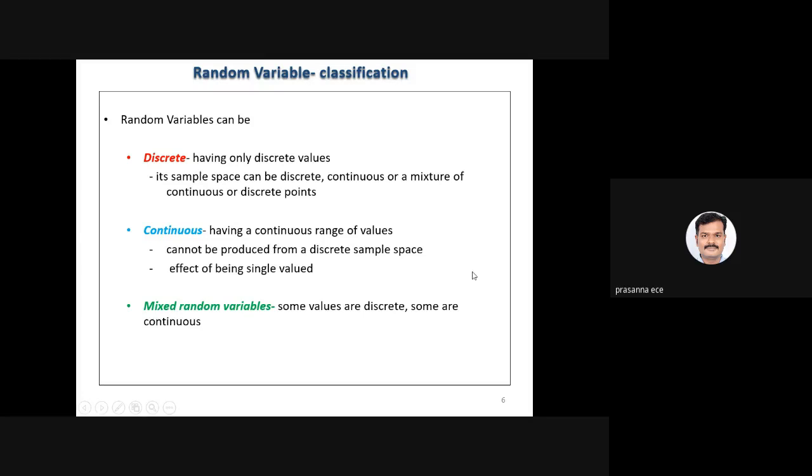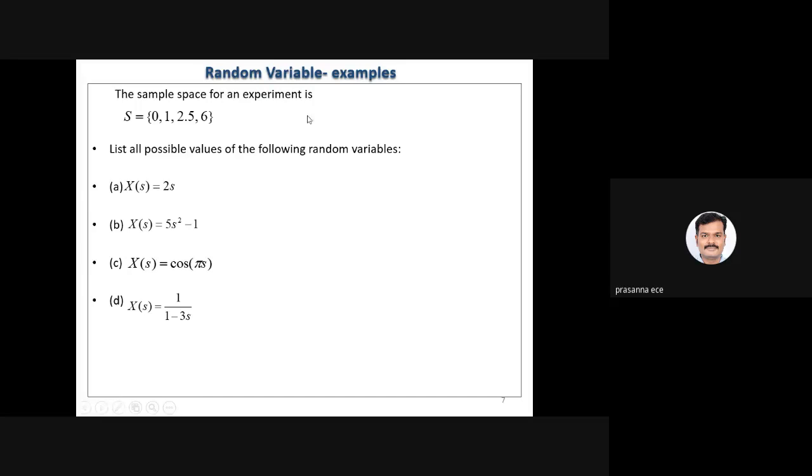Now I have given a particular example problem where, given a sample space for an experiment, the sample space itself is already in a quantitative form. Since it is in quantitative form, we can directly take the sample space itself as a random variable, or we can define the functions given here. I've given 4 different functions of the sample space. We want to find the possible values of the random variable x. Can you give the set of values?